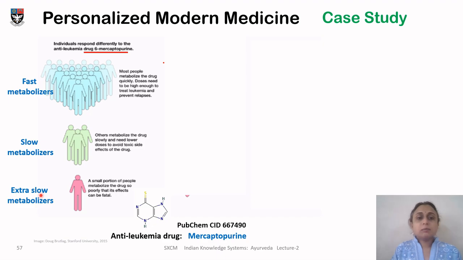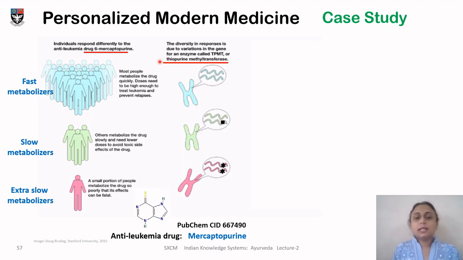This drug, 6-mercaptopurine, acts on a drug target, an enzyme inside the body called thiopurine methyltransferase. Now, DNA is present as chromosomes, one chromosome coming from the father, one chromosome coming from the mother. So we have two copies of each gene present in our body. In the case of the fast metabolizers, both the copies of the gene are normal, or what is termed as wild type copies. In the case of slow metabolizers, one copy is normal or wild type, the other copy is mutated.